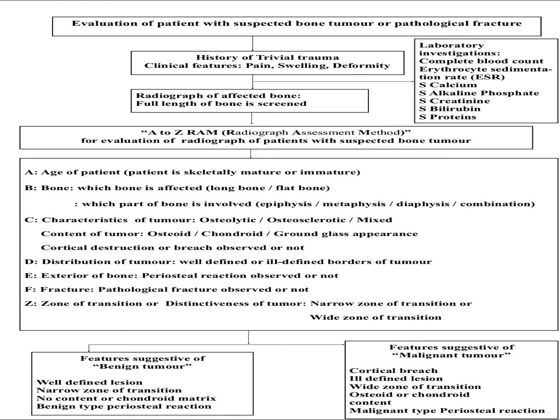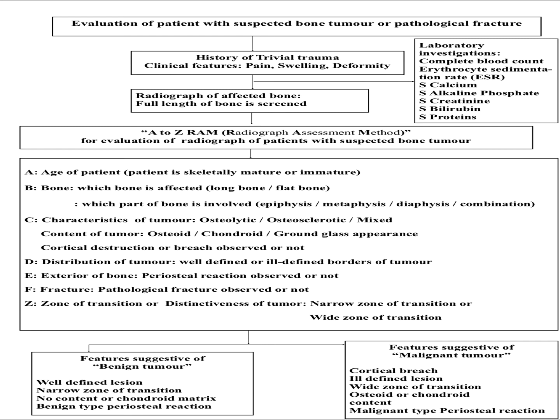Lab investigations include complete blood count, ESR, that is erythrocyte sedimentation rate, calcium, alkaline phosphatase, creatinine, bilirubin, proteins, and other blood investigations depending on the case. Next is to read the X-ray with this easy method, that is A to Z RAM. So what we had described in our previous slides: age, bone, characteristic of the lesion, content of the tumor, cortical destruction, distribution of the tumor, exterior of the bone, fracture, and zone of transition. And with the help of this method, we will be able to suggest or classify which category the lesion goes into. So we have two categories available.